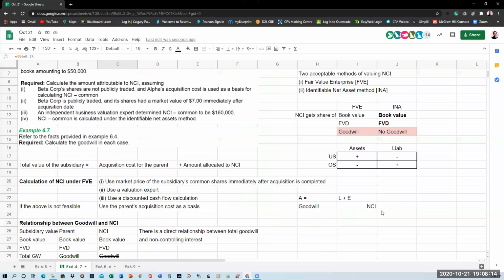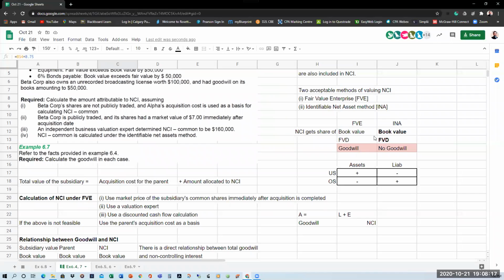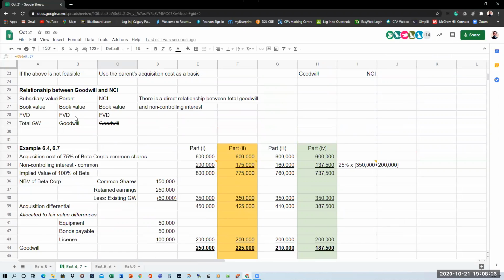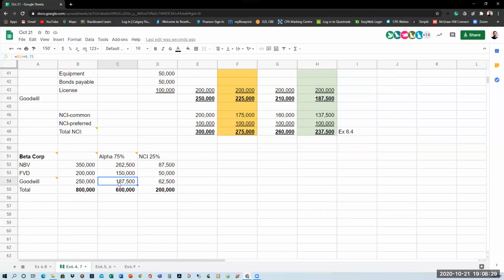Remember, when we compared the two, we said that under identifiable net assets, NCI doesn't get any goodwill. So the only goodwill that is in play is the parent's portion. And that's what we saw. The parent's portion is 187,500. So this was part one. This is what happened. So this is what the NCI share in part one includes.